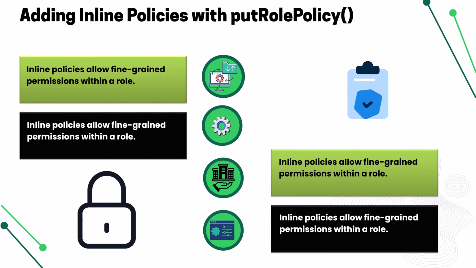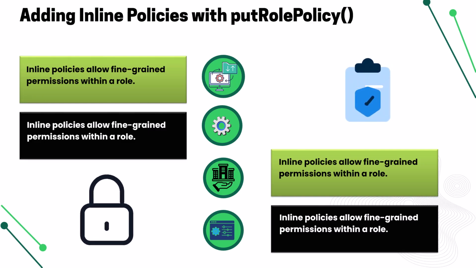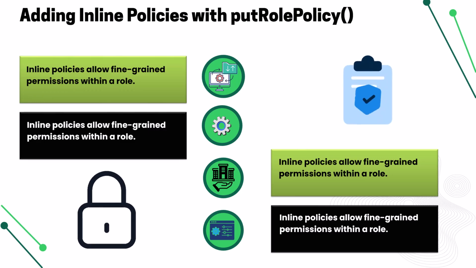Inline policies are like adding special instructions directly inside a role. It's a bit like slipping a note inside your lunchbox saying, "Don't forget the dessert." With put role policy, we embed these policies within IAM roles. They're perfect for permissions that don't need external sharing and best used when tight control is needed.